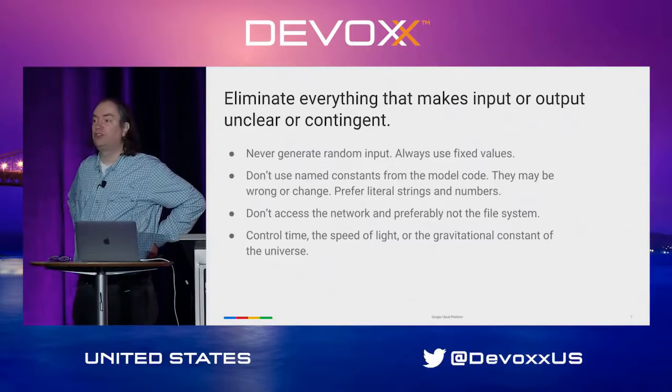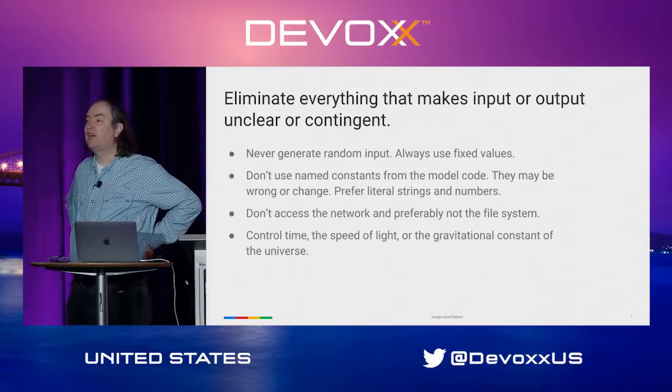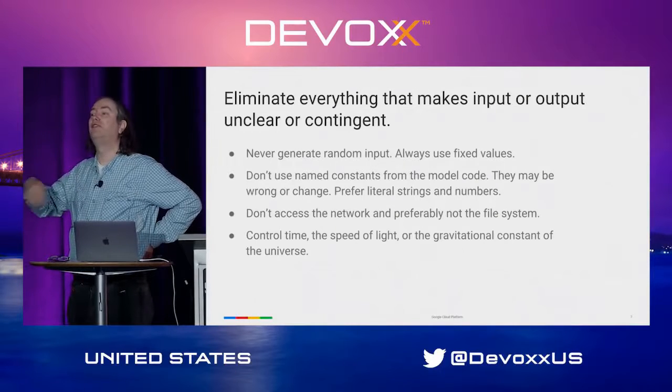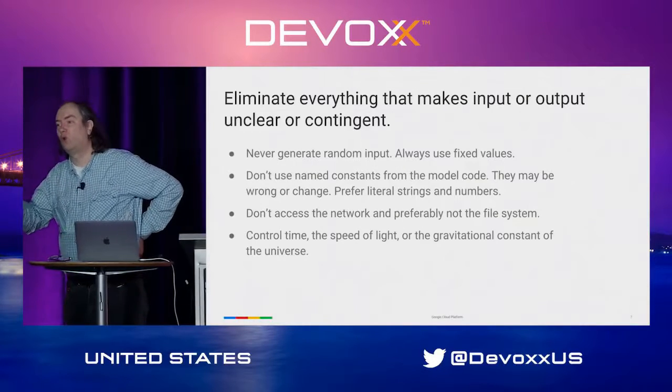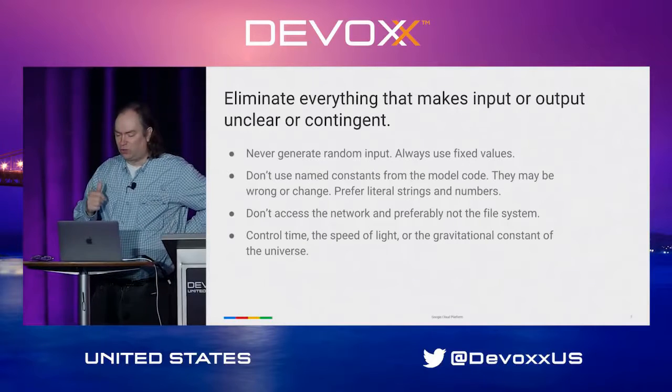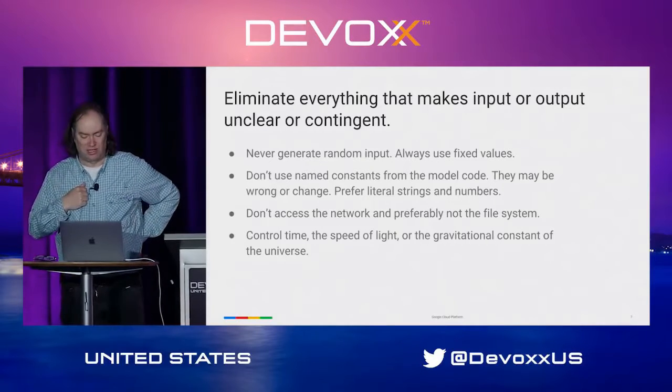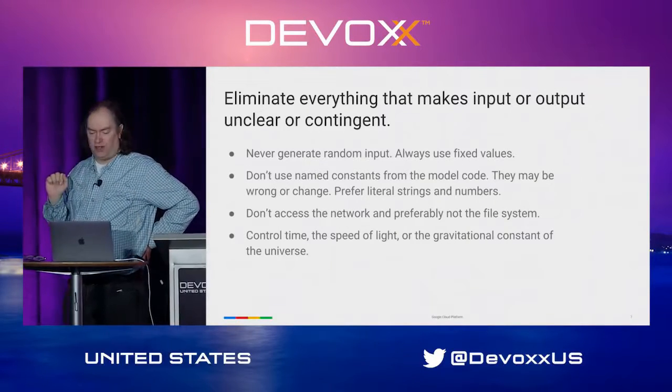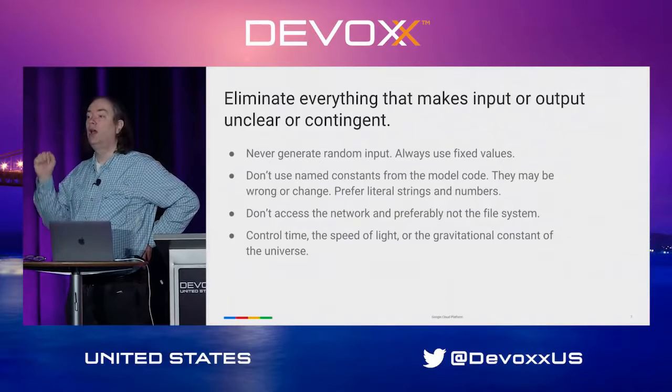You should never, for instance, generate random input. You may want to do fuzz testing, but that's a very different thing. And even if you do fuzz testing, you need to carefully record what values you fuzzed with, or you can't actually fix problems you discover. So always use fixed values for unit tests.